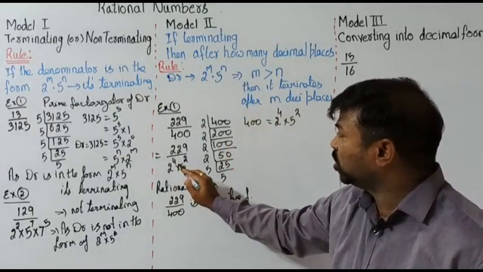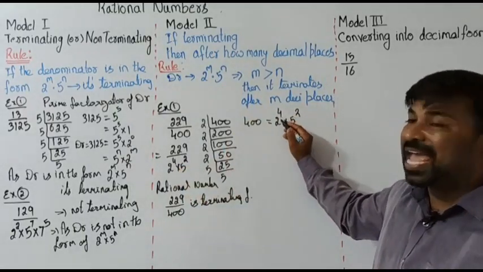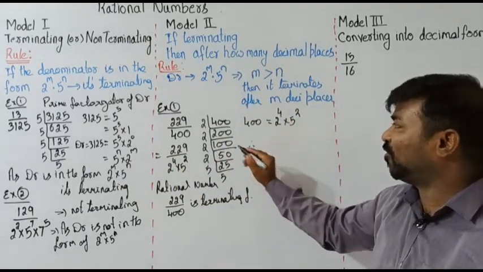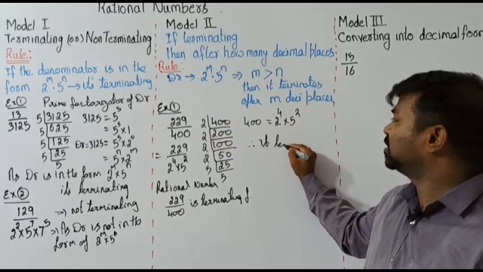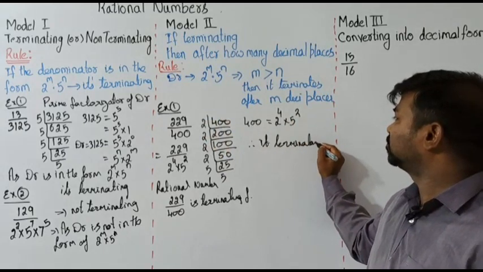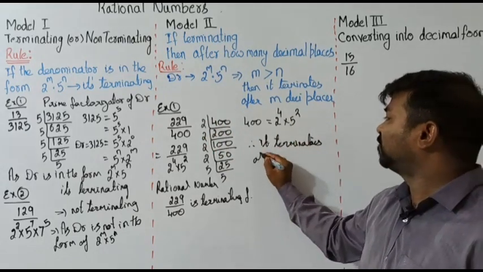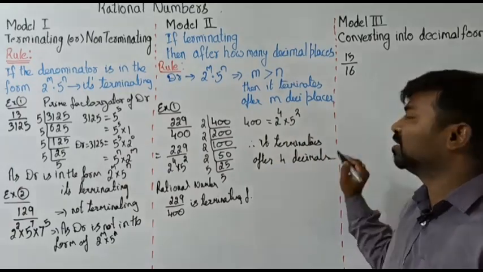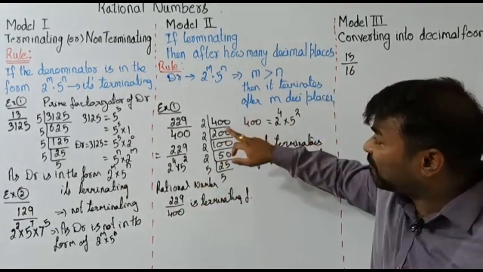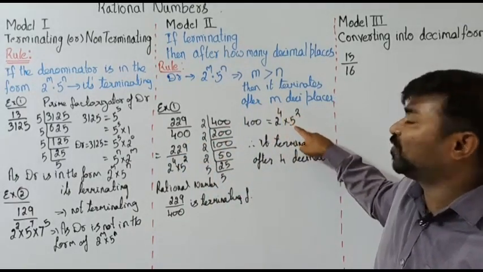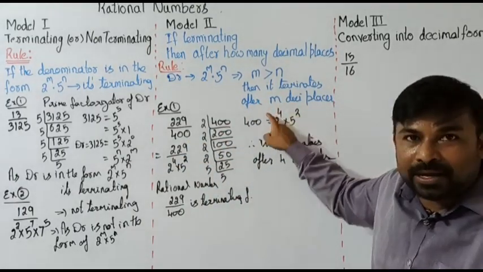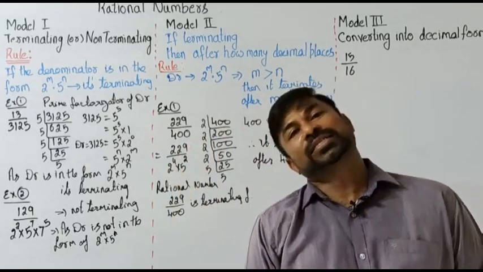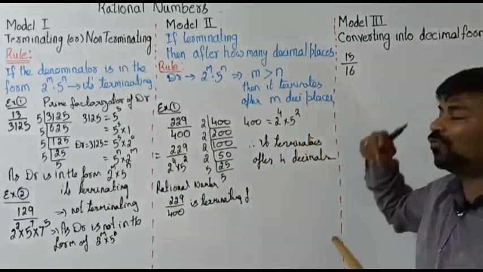Now see here, 2 to the power 4 and 5 to the power 2. Shall I say 4 is the highest number? Yes, 4 is the highest. Therefore, the fraction terminates after 4 decimal places. You have to remember. Simple logic. With the denominator in the form of 2 to the power m into 5 to the power n, see the highest number, and after those many places the fraction will terminate. That's rule 2. Now let's go for the other one.